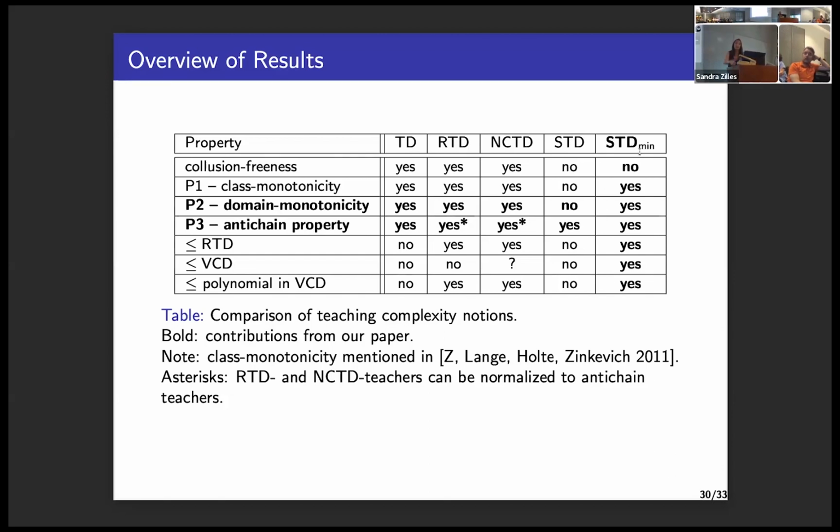You get a model that is no longer collusion-free in the old sense, but it satisfies all those three postulates. It's provably upper bounded by RTD and by VCD, not just by a function polynomial or linear in VCD, but strictly VCD. And that is the core proof in this paper.